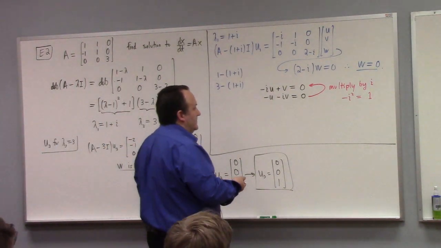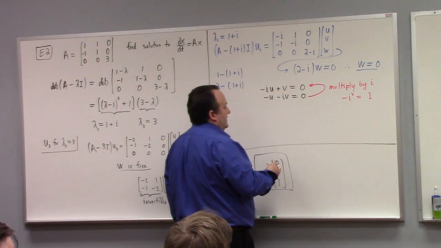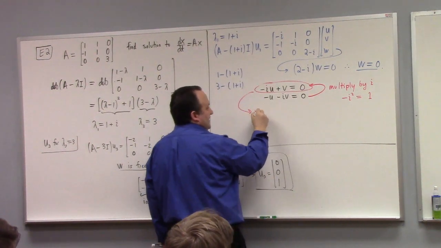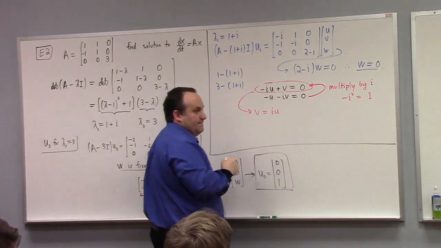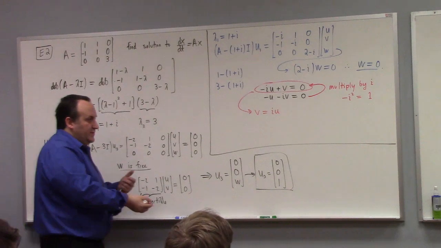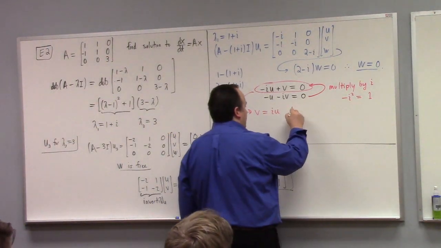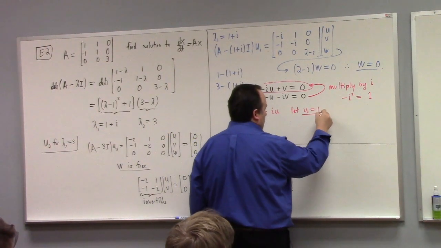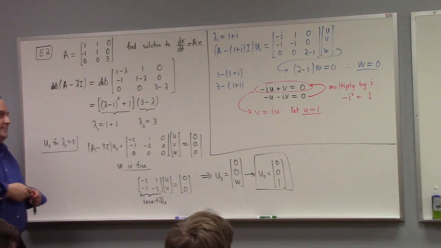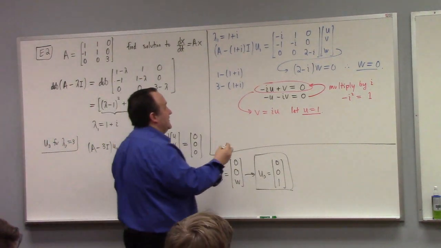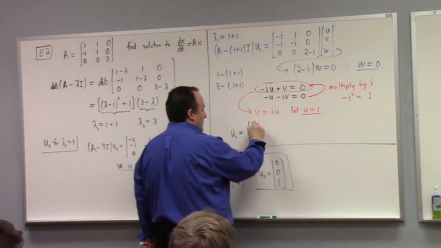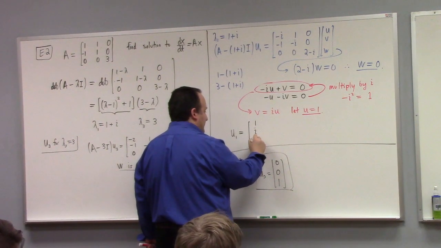What do you guys like? I like the first. I'm gonna go with this one. So this tells me that v is iu. All right. That's my choice. I'm choosing u to be a parameter. So I'm gonna let u equal 1. That is an ad hoc choice, right? But with this somewhat ad hoc choice, I get my eigenvector u1 is 1, i, 0.